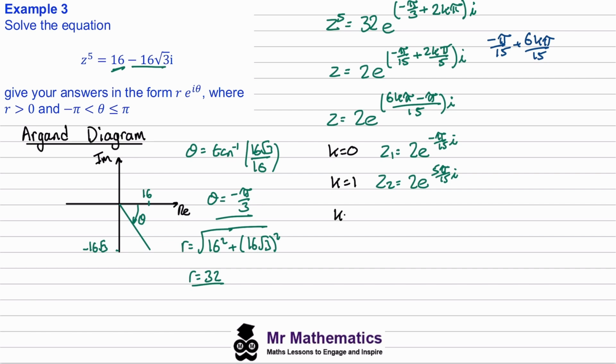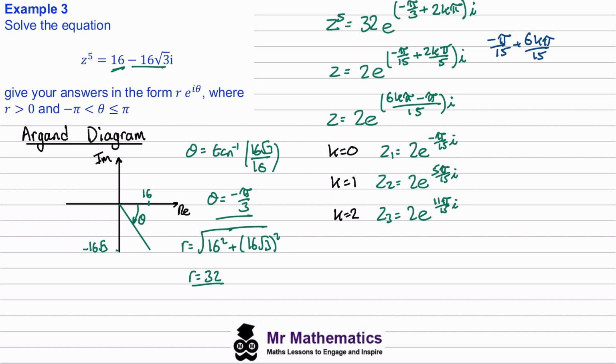When k equals 2, then 3, we'll get 12 pi minus pi, so 11 pi over 15i. And then when k equals 3, this will become 18 minus the 1 makes 17, and that's outside our limits.